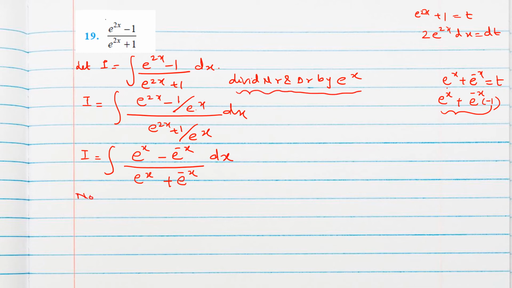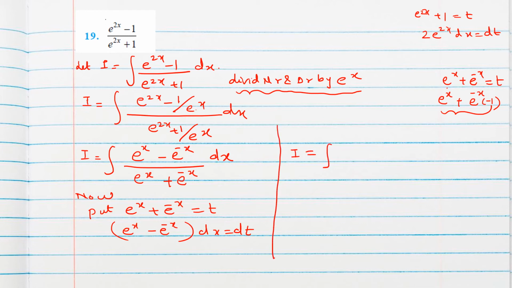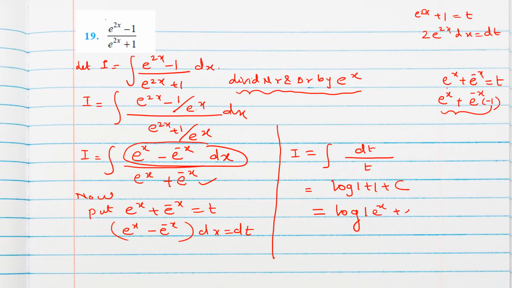Now we can put e raised to x plus e raised to minus x as t. So this will give e raised to x minus e raised to minus x dx as dt. This is nothing but the numerator of the question now. So our integral will become dt divided by what we have supposed as t. So the integration of 1 by t is log of mod t plus c. So log of mod t means log of e raised to x plus e raised to minus x, plus c.